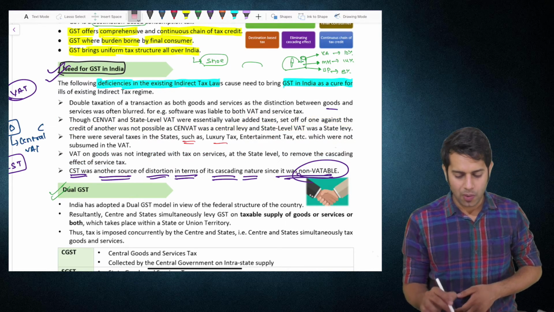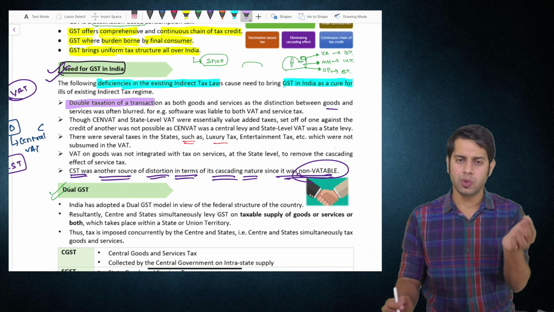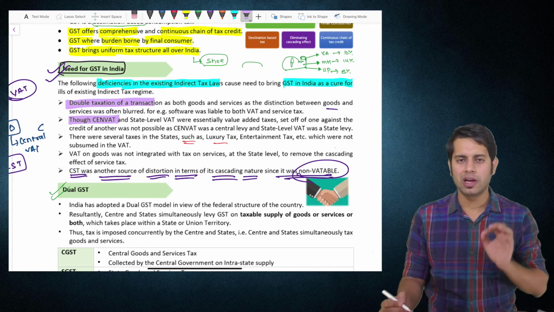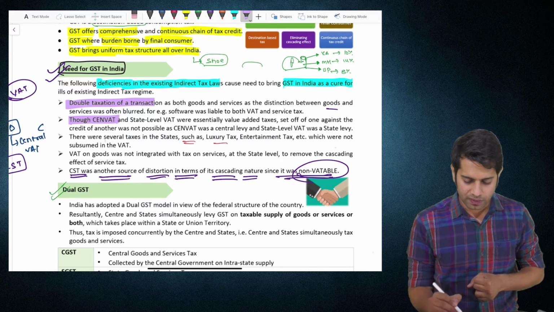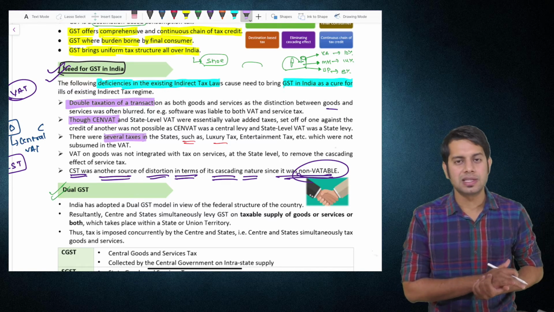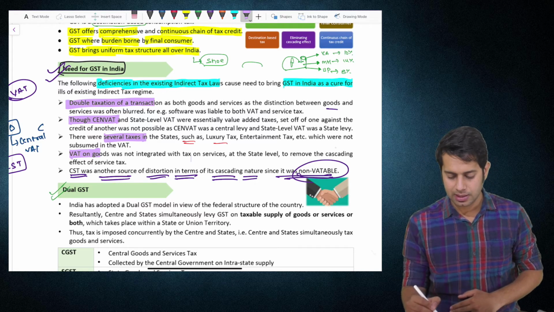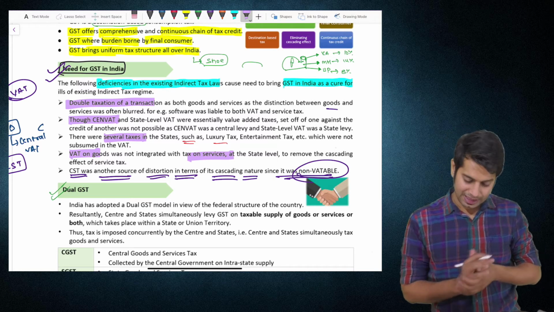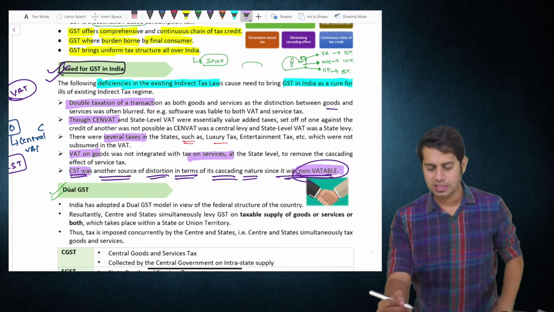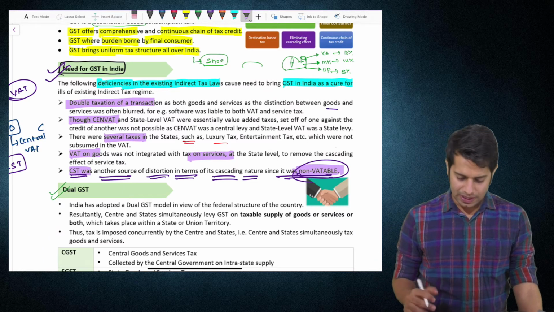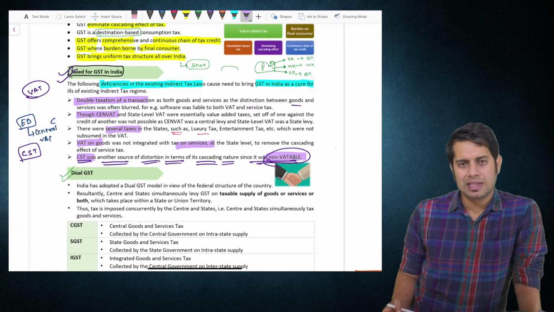What are the deficiencies, sir? Point number one, there was double taxation happening for a single transaction, by treating it as both goods and services. The central value added tax and state value added tax were not integrated, and the credit was not given to both of them. There were different types of state taxes which were not merged with value added tax, and the VAT on goods and the tax on services were also not integrated, and CST was another source wherein it was not vatable. Whatever CST is paid by you, the benefit cannot be taken by the next person. So these were the different deficiencies in the existing indirect tax regime.